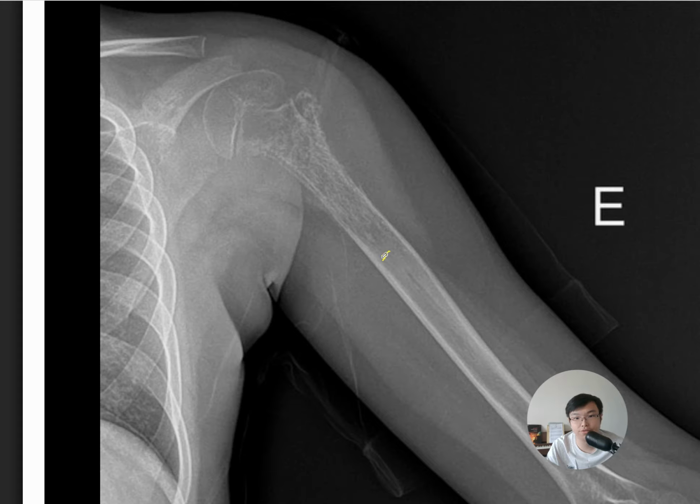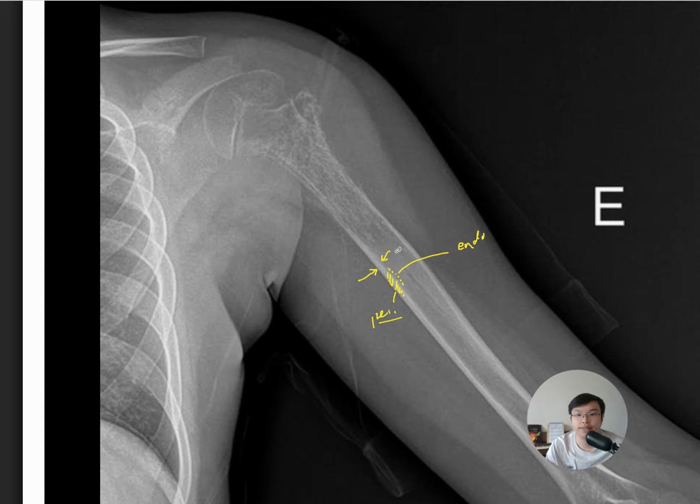First of all, you can see that this is the normal bone cortex. And the cortex actually has 3 components. One is the endosteum. Then the cortex has its own thickness. And eventually you will have a periosteum.